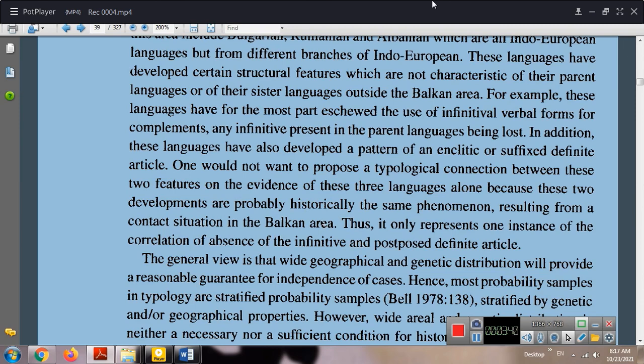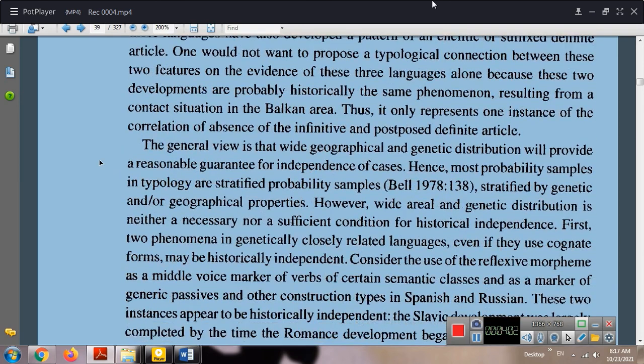Dear student, it is not because of the genetic, it is because of the contact situation, this resemblance. Thus, it only represents one instance of the correlation of absence of the infinitive and post definite article.